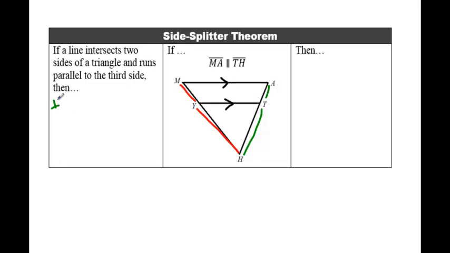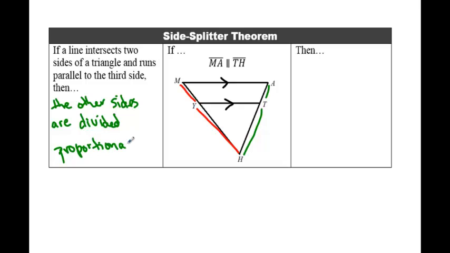So the other two sides are divided proportionally. So how's that written? Well, that means that MY is to YH, there's my one side, as AT is to TH. Like all proportions, you want to stay in the consistent order, but that's it, and that lets you solve other problems, so it's pretty cool.